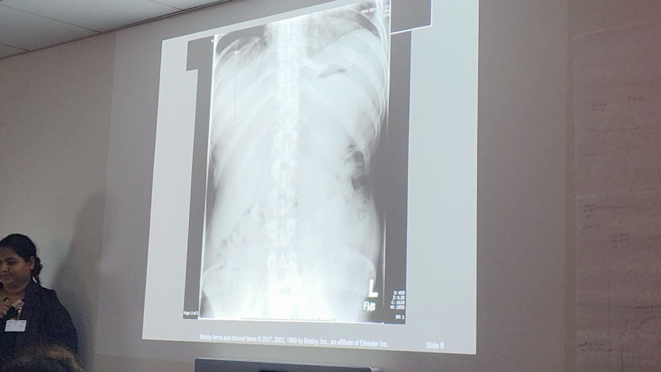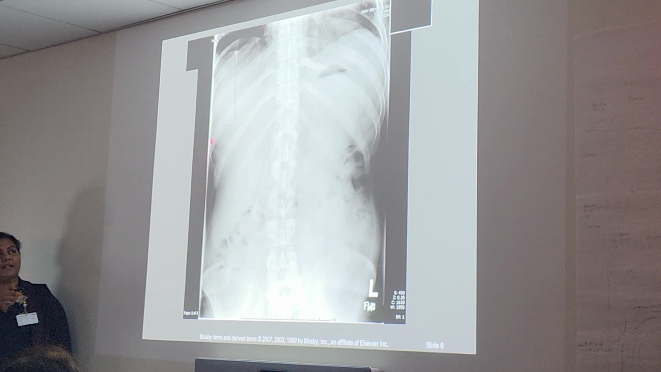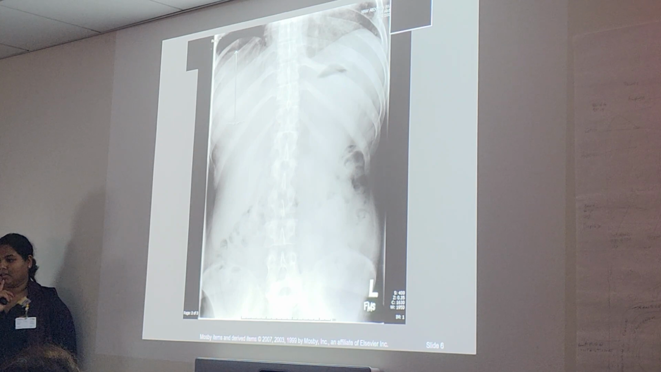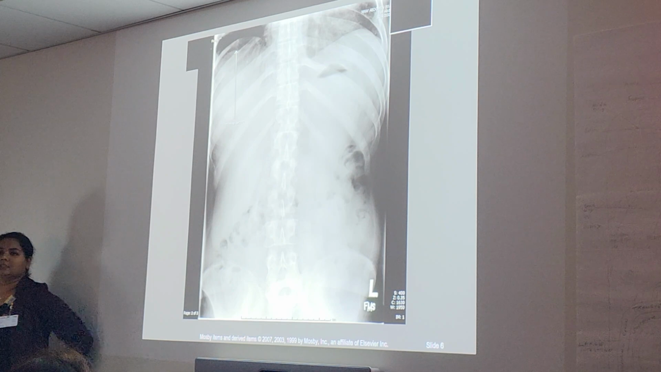What else? It's clipped on the right side, which means the patient was centered too much to the right. Take a look at the spinous process. Are they all going straight down? No. So it looks like the patient has some sort of rotation going on in the lower half of their body.